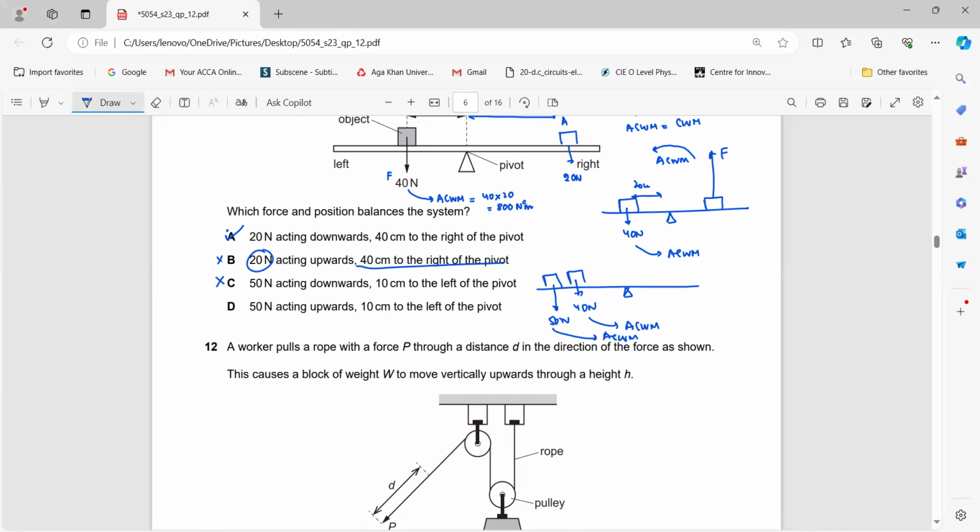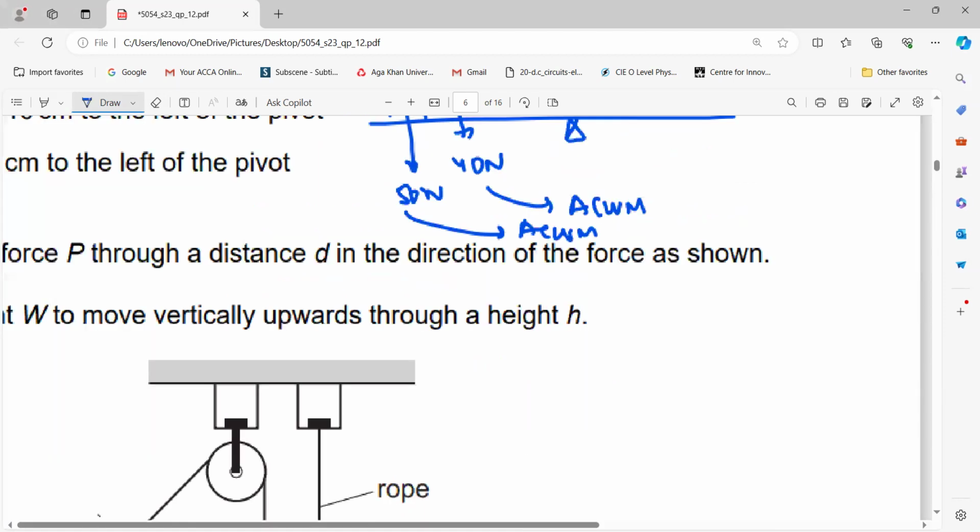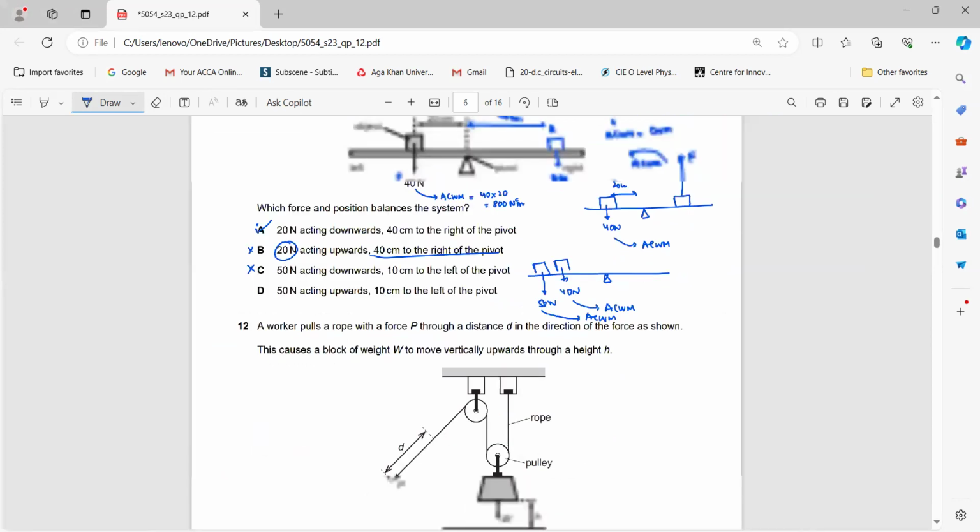The 50 newtons acting upwards 10 centimeters to the left of the pivot, that's again going to be adding to the anti-clockwise moment. So which is why D is also not the answer. Okay.